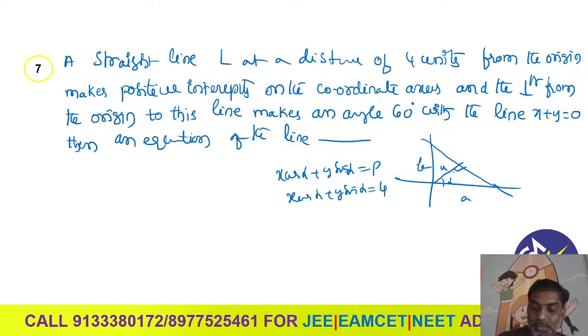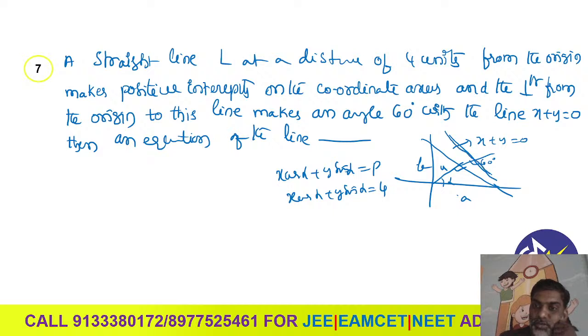And to get this alpha, the perpendicular from the origin to this line makes an angle of 60 degrees with the line. Here it is making a 60 degrees angle. One more line is there, and with that line it is making an angle of 60 degrees. What is that line? x plus y is equal to 0.